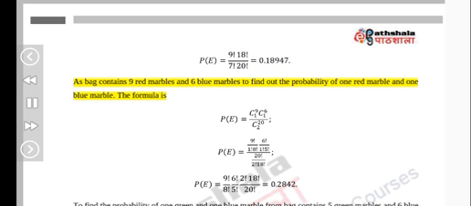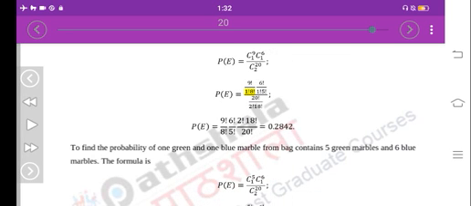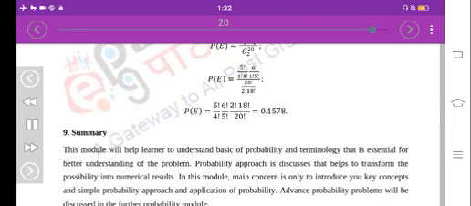As the bag contains 9 red marbles and 6 blue marbles, to find the probability of 1 red marble and 1 blue marble, the formula is P(E) equals 9C1 times 6C1 over 20C2.